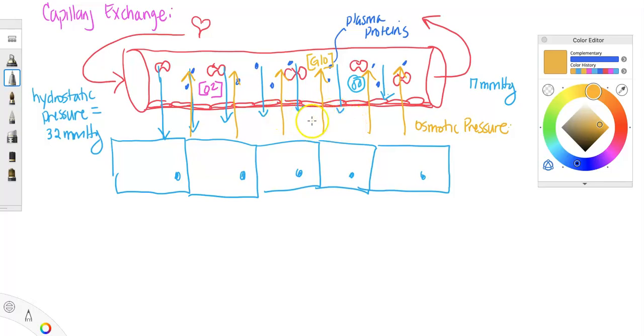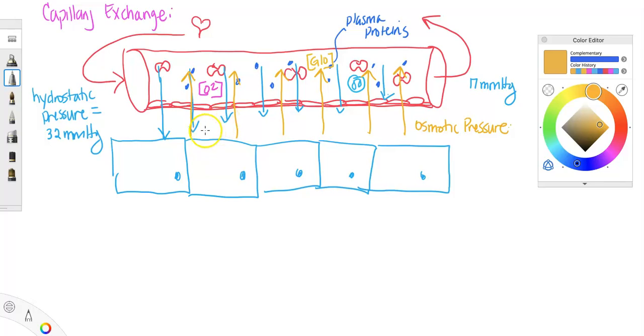Is the osmotic pressure decreasing as the blood is moving towards the venous end? No. Osmotic pressure stays the same throughout the entire capillary bed because it is created by plasma proteins, not by the fluid inside the vessel. There's the same amount of plasma proteins here as over here. It's just all floating around. So that is what's causing that osmotic pressure, which is pulling that fluid back into the vessel.